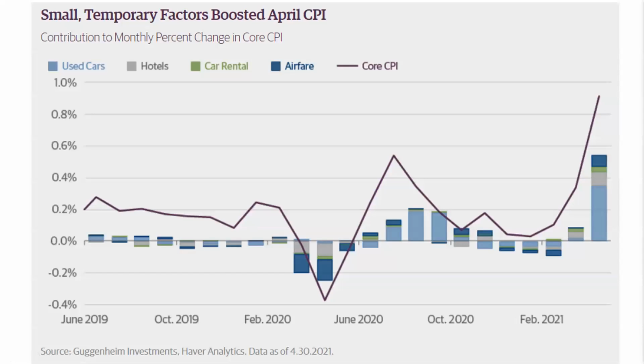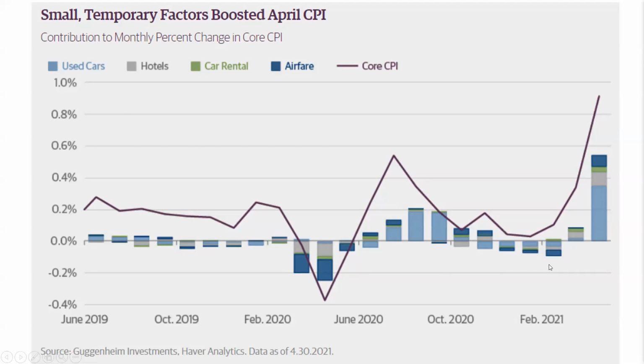So drilling down more into CPI, what has sort of caused that? I think this was quite interesting, this from Guggenheim. It says temporary factors boosted April CPI. These are different factors that go into core CPI. The one that we're really looking at these days is used cars, because that has one of the biggest effects. If you look at that bar on the right, it's building up what contributed to CPI. The biggest effect was used cars. Second biggest effect was hotels. The third was car rentals, and then the last was airfare.